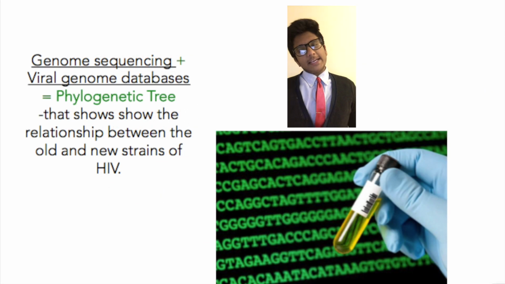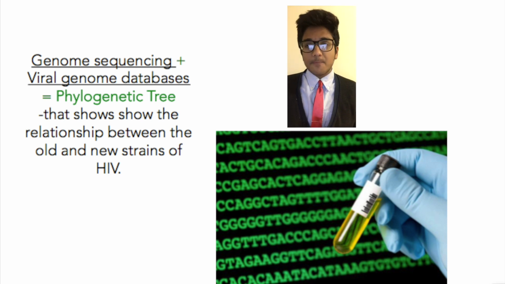Alright everybody, we're at the last topic of the day. I know it's been a long video, so I'll try to get through this a little quickly. The last topic is to explain how scientists use genome sequencing and viral genome databases to construct a phylogenetic tree that could be used to show the relationship between the old and new strains of HIV.